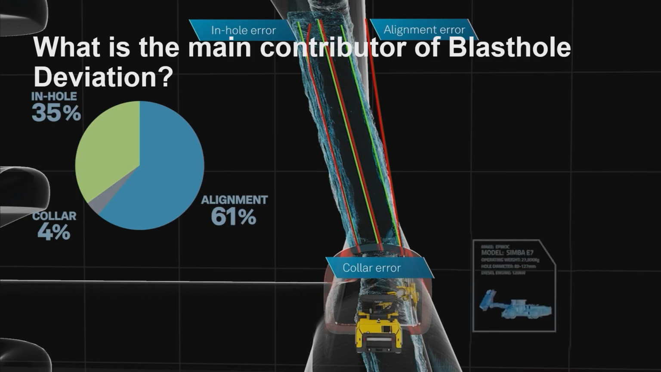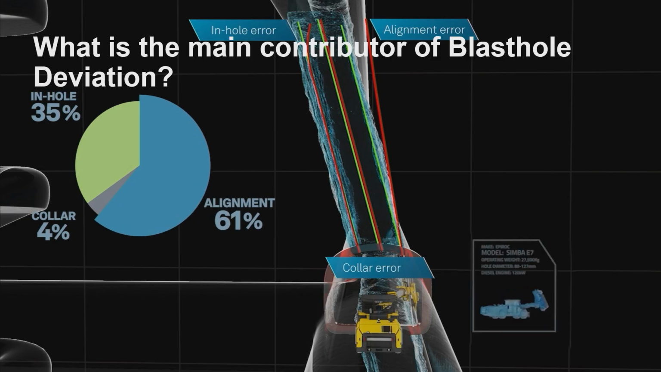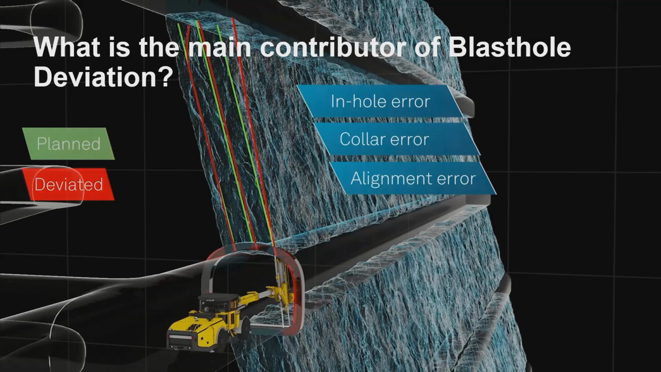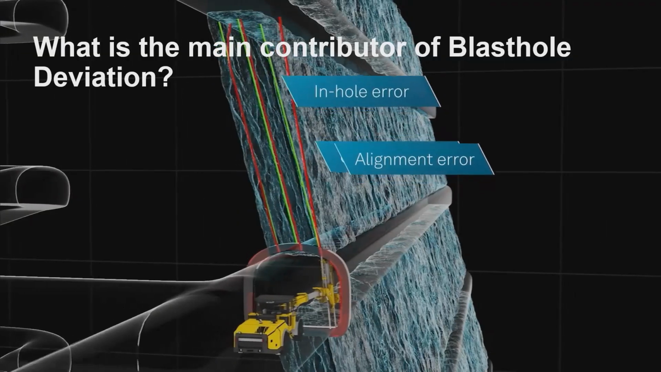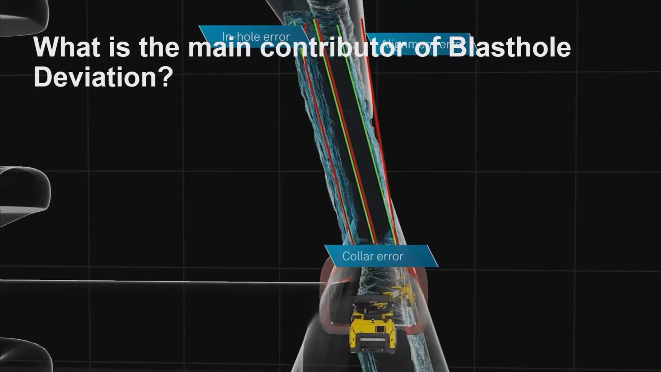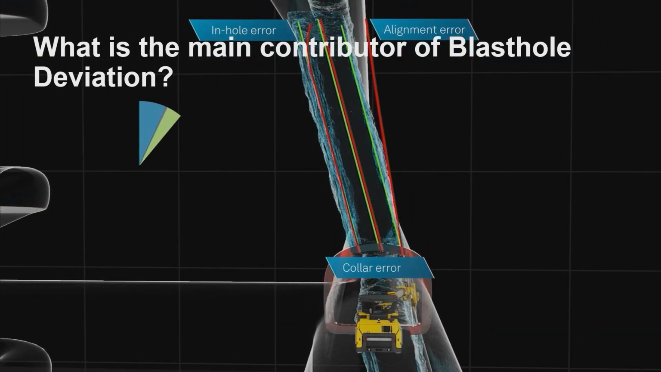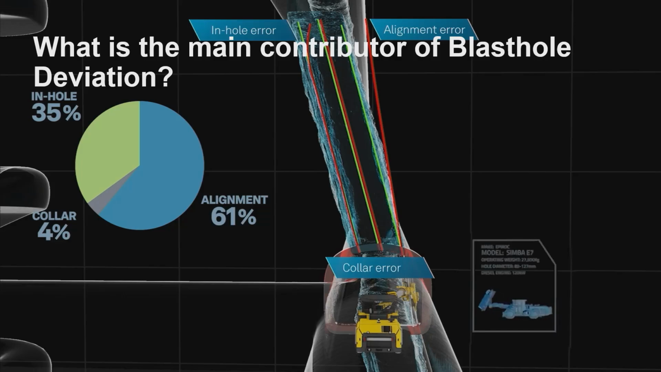The first being in-hole error on the left, then alignment error on the right, and as we can see, that's going outside of the design. And then we have collar error at the bottom. And what we know is 60 to 70% of the problem happens before the hole is drilled, which is your alignment and collar error.